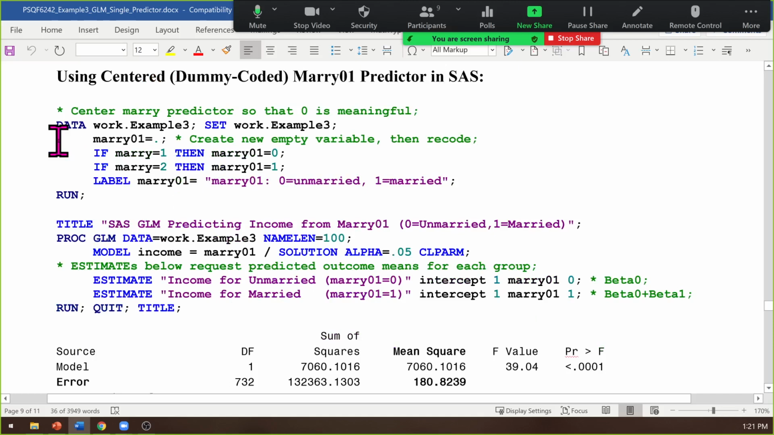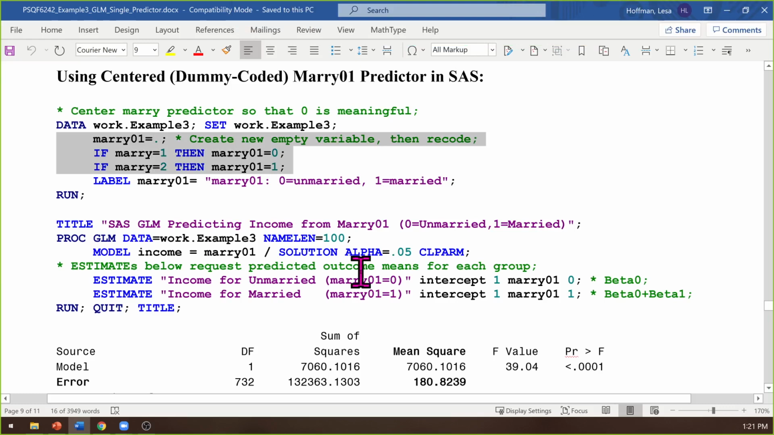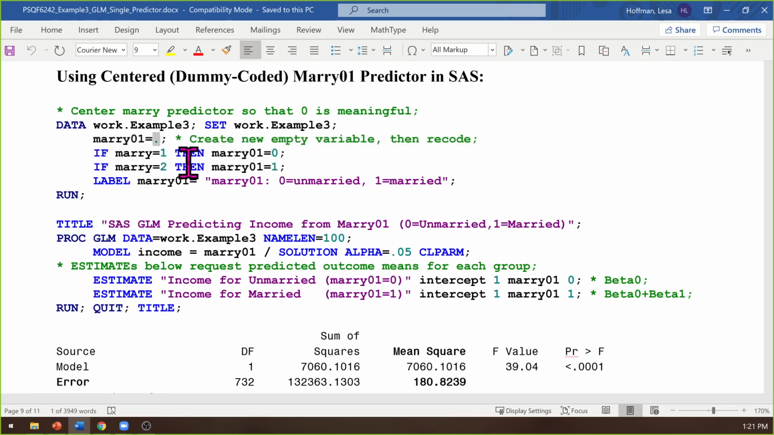Let me move this thing out of the way. There we go. So in SAS, for instance, these 3 lines are necessary. So I'm first generating a new column that is blank. So Mary 01 is going to hold the new version of the predictor that I'm going to be creating, and I'm setting it equal to dot, which refers to a missing value. So I am creating a blank column that I am then going to put values in.